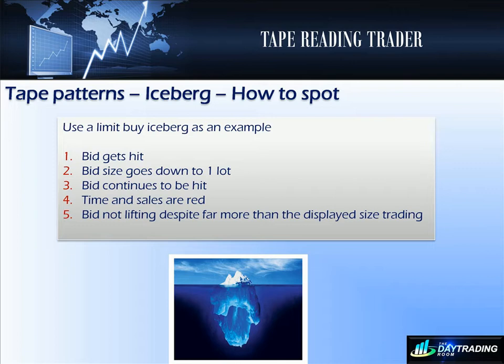Then the bid continues to be hit. So you're seeing time and sales coming through red, but you're still seeing that one lot there. And you're also seeing, if you're using TradeStation or the broker, the histogram on the side of your depth of market growing. So the volume traded at that price is increasing slowly, but that price isn't moving. You've still got that one lot there, despite the time and sales being red. Expecting that price to trade through, it doesn't. You've got yourself an iceberg.